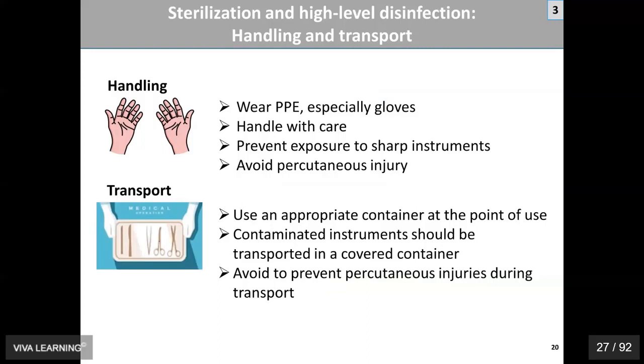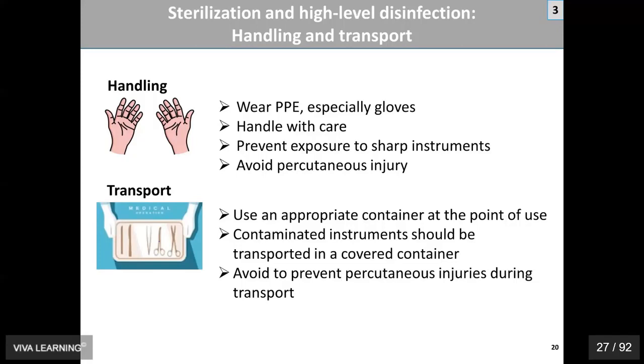So first of all, wear personal protective equipment, especially gloves, and handle these things with care. In other words, make sure that, for example, you're not transporting a syringe with an on-cap needle. In fact, better yet, according to OSHA, sharps or disposable sharps like needles should be removed as close to the point of use as possible. So if you get rid of that needle right there in the room, or that scalpel blade right into the sharps container in the room, you don't have to transport it. That's a great way to prevent exposure, and a great way to, of course, avoid percutaneous injury.